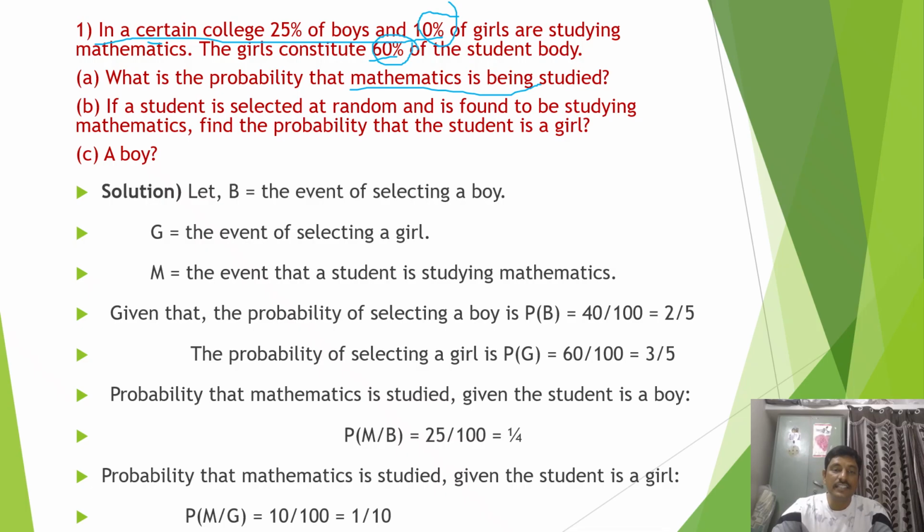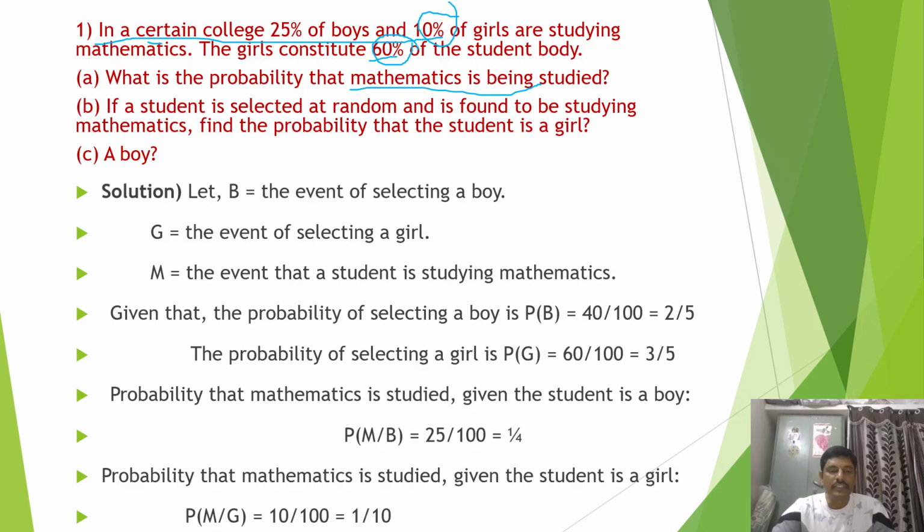And the second question is, if a student selected at random is found to be studying mathematics, find the probability that the student is a girl. So we need to find P of G by M. P of M by G is given. P of G by M we need to find. That means it belongs to the Bayes theorem. Clear? So like this we need to understand.